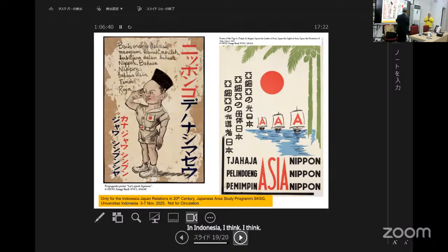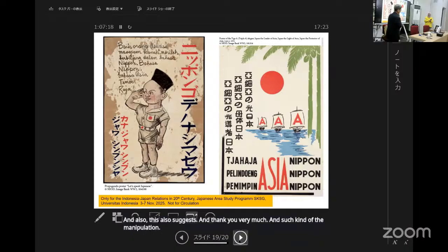But this is only the manipulation of data, only to cover up the Japanese military war effort, only to promote it. And how could we get the support of the Indonesian people? And such kind of manipulation, maybe I think, even continued in the post-war period.